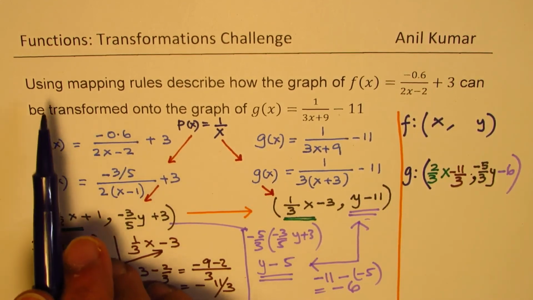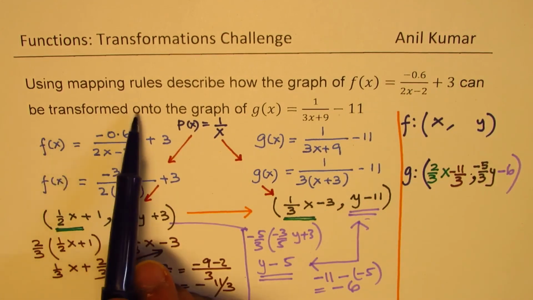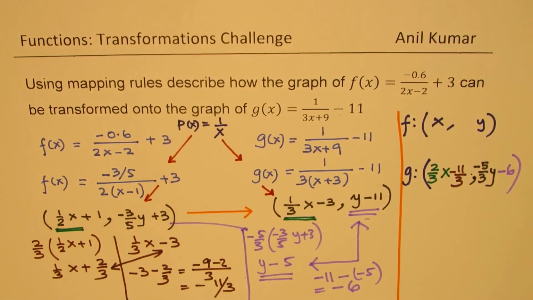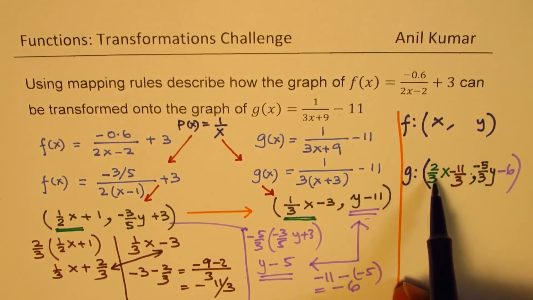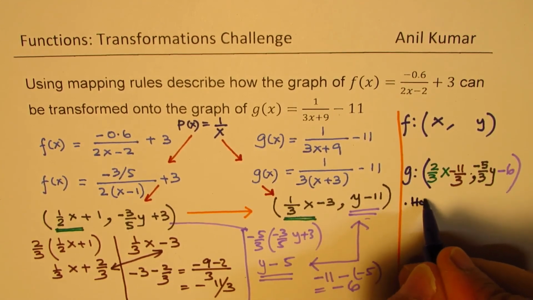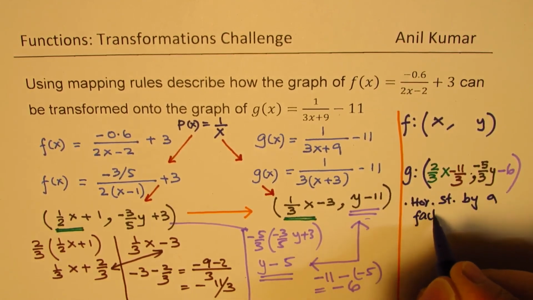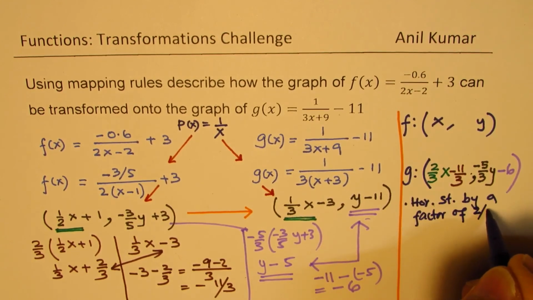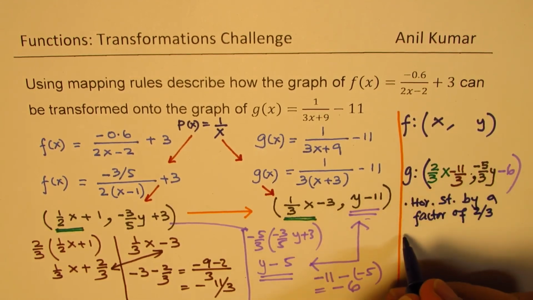So in our case, the question was: using mapping rules, describe how this graph can be transformed into that graph. Now you have to describe. So horizontally, it is getting stretched by a factor of 2 over 3, because you are multiplying it, right? So the first part is horizontally stretched by a factor of 2 over 3, and then translated left, because this is minus, right?